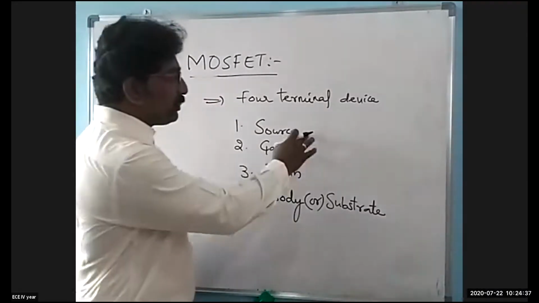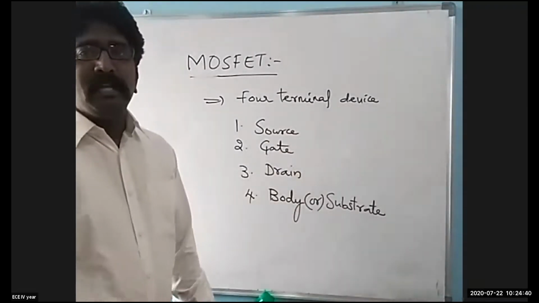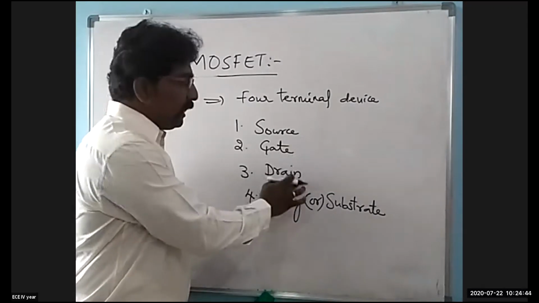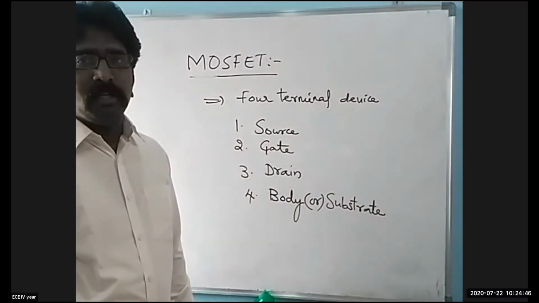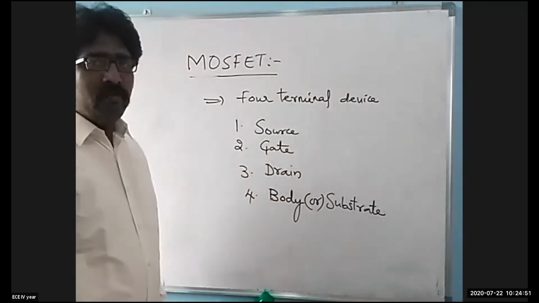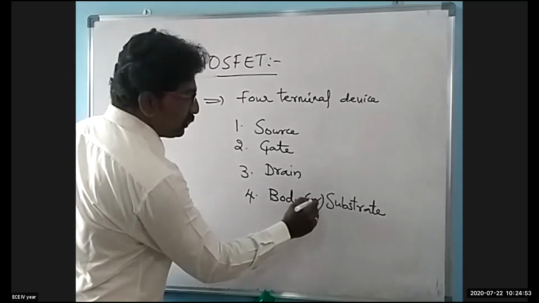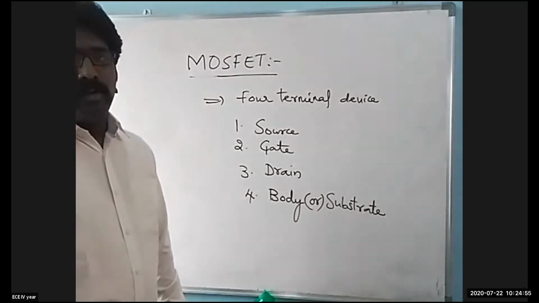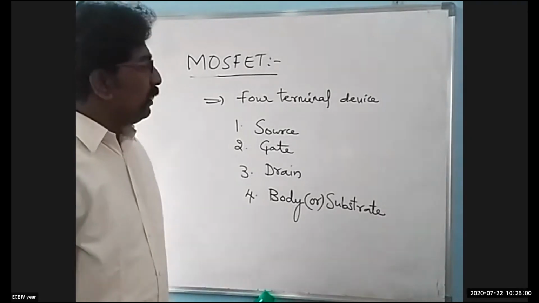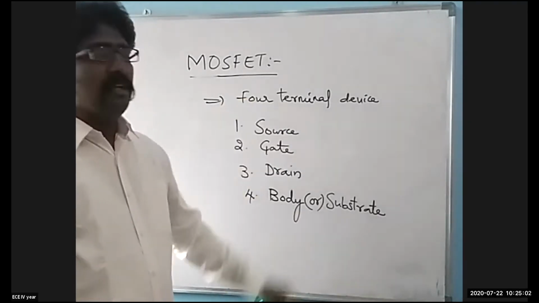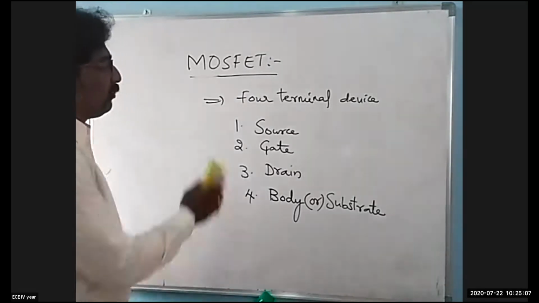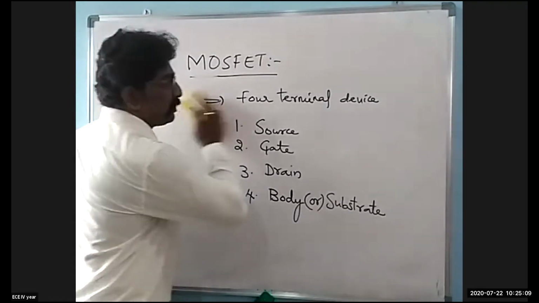The source is equal to the emitter in the BJT, the gate is equal to the base terminal in the BJT, and the drain terminal is equal to the collector terminal in the BJT. So these are the three basic terminals, and along with these three, there's a fourth kind of terminal called the body or substrate terminal. That's why a MOSFET is called a four-terminal device. Now let us see the symbol of nMOS and pMOS and also the CMOS.